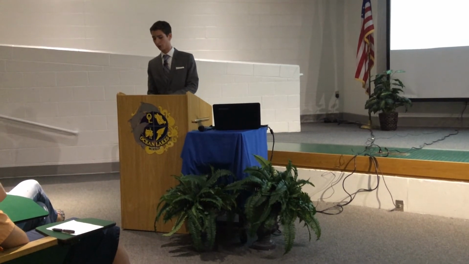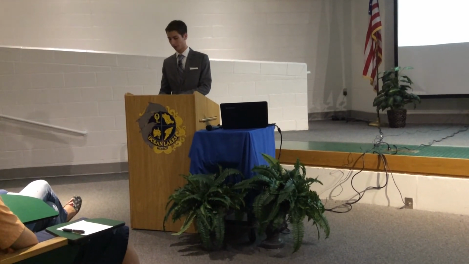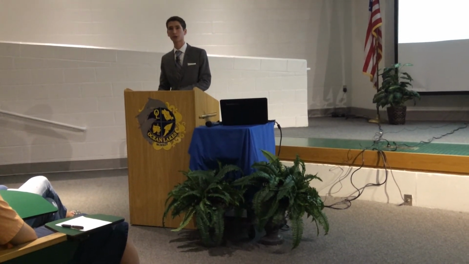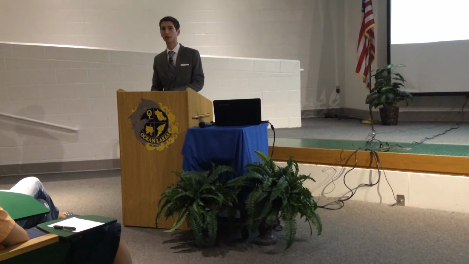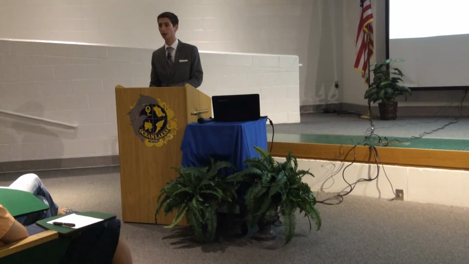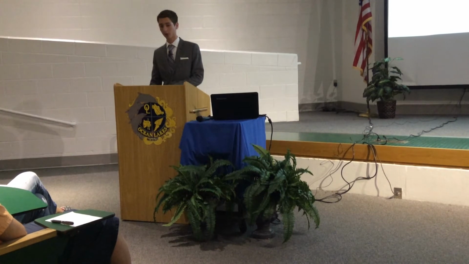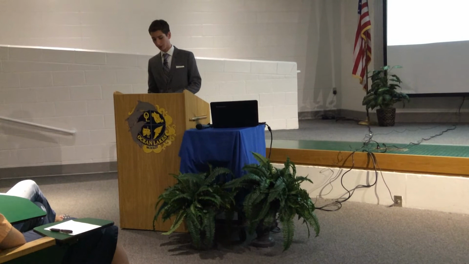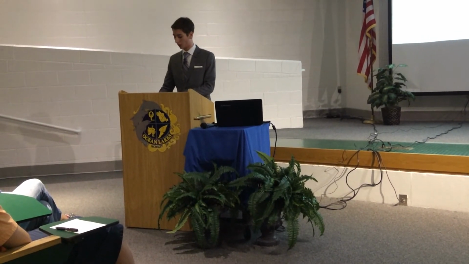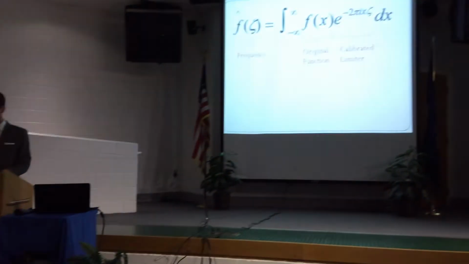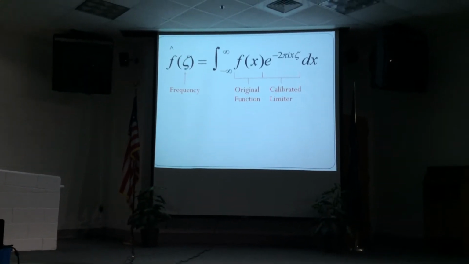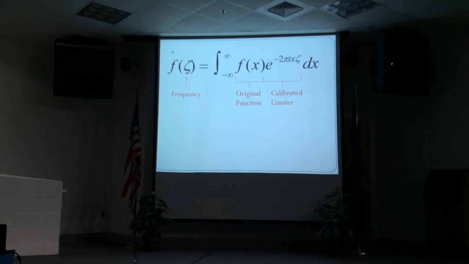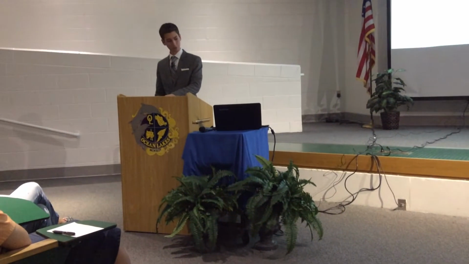This function will output a value that represents the presence of a frequency zeta in f of x. If an exponential term from Euler's formula is applied to the original function, the resulting expression will have limits to infinity and negative infinity of 0, allowing for the integral over the infinite time domain to be calculated. This calibrated limiter is specific to the frequency you're looking for because the zeta appears in the exponent. The integral is used to calculate the total accumulation of the frequency over the entire domain. This accumulation of the selected frequency yields the frequency's relative presence in the original function, meaning that once this entire process is completed, we know how prevalent a single frequency zeta is in the original function.